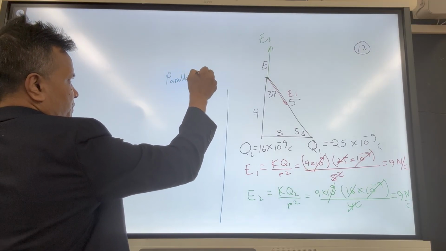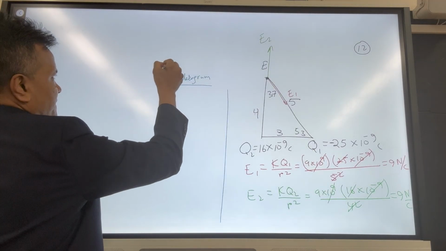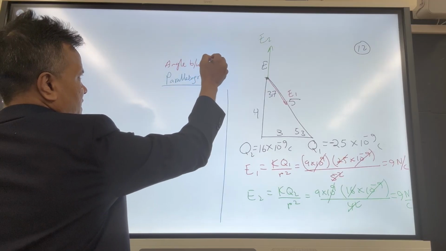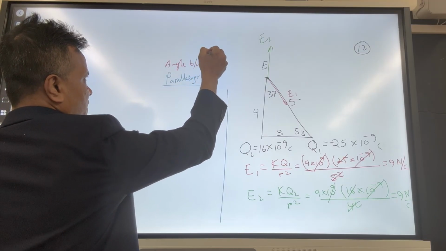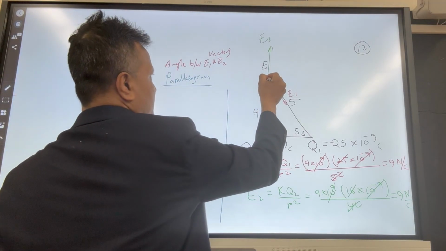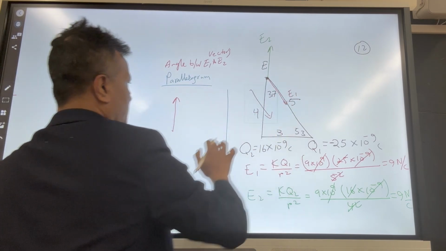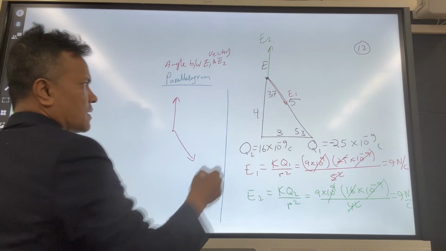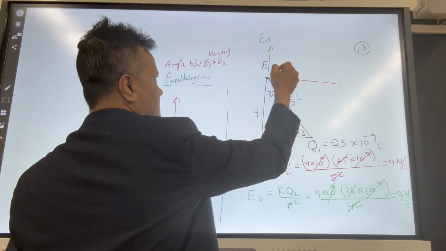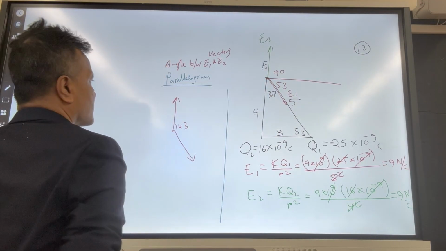Parallelogram. What angle do we use? The angle between E1 and E2. We call it the angle between vectors. We have two vectors, E2 and E1. What is the angle between these two vectors? Let's see. This is 37, this must be 53, this is 90, and 90 plus 53 is 143. So this is 143. Great.